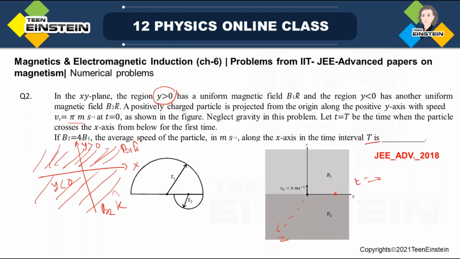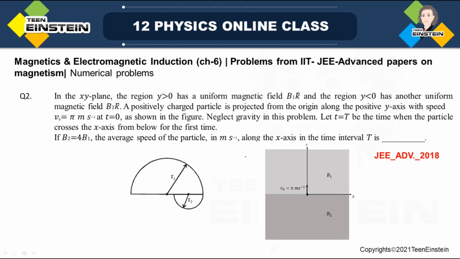All right, we'll just solve this problem. First of all, the magnetic field is along the z direction and the velocity is along the y direction, so velocity and magnetic field are perpendicular to each other. For a charged particle, I think this is a positively charged particle, okay, positively charged particle q.